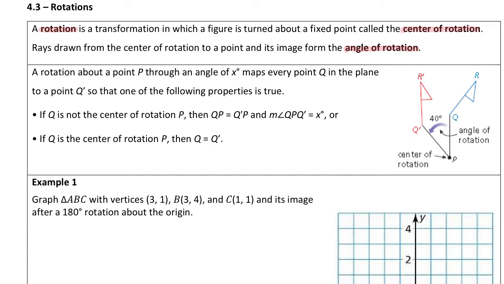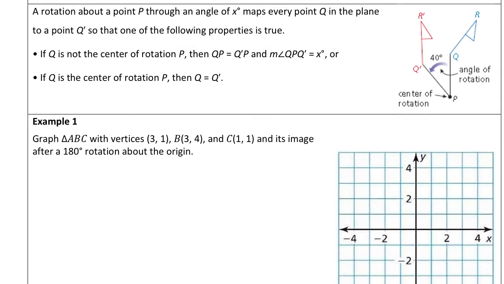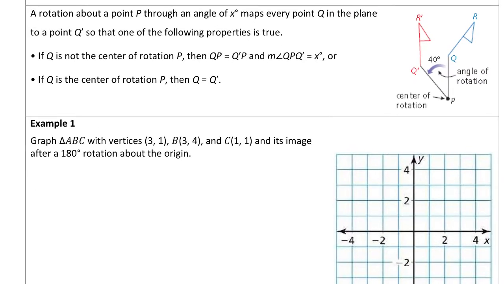So a rotation rotates a figure around a fixed point. If we rotate something 360 degrees, we're back to where we started. A rotation does not change the size or the shape of an object. All this little diagram does is tell us that if Q is not the center of rotation, then this distance between Q and P is the same as the image, okay? If Q happened to be the center of rotation, then Q is just that fixed point. Q doesn't change at all. It's kind of like an arm that's rotating.